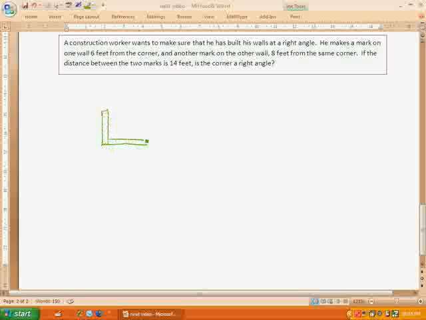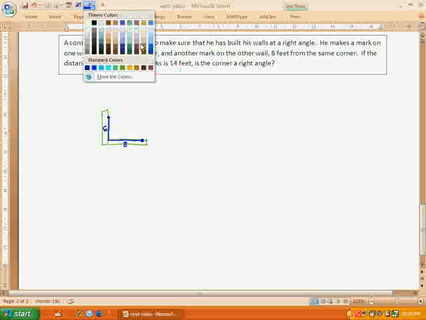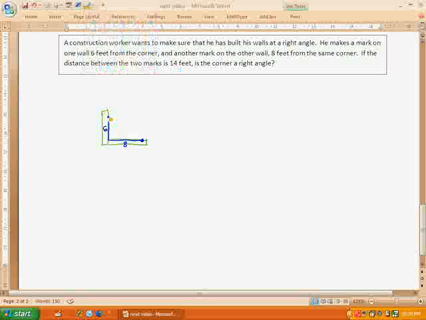He's got two walls here, okay, which meet at a corner. All right. And so he makes a mark on one wall that's 6 feet from the corner. So we're going to make a mark down here. Let's make it bright red so it's easy to see. Okay, so there's a mark that's 6 feet from the corner. Then he's going to make another mark on the other wall, which is 8 feet from the same corner. So this one's going to be 8 feet away. Alright, and now it says that he measures the distance between the two marks to be 14 feet. Okay, so when we measure the distance between these two, we get 14.